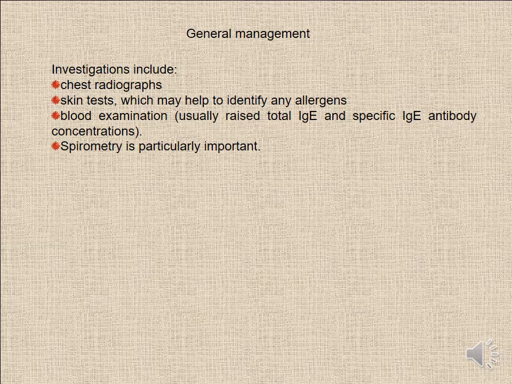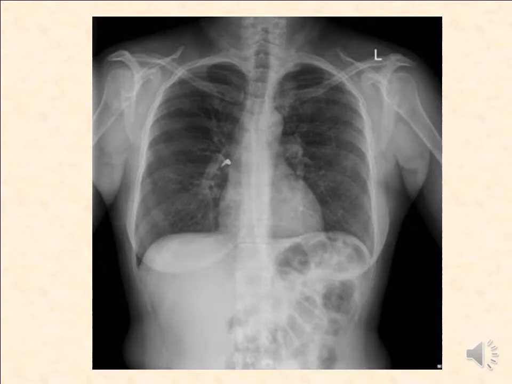Diagnosis is by doing certain investigations like chest radiography and skin test, which may help to identify an allergen mainly in children, and blood examination, which usually shows a rise in IgE and specific IgE antibody concentration. Among the laboratory investigations, spirometry is particularly important for asthmatic patients. This is the chest X-ray. It shows the distribution of radio-opacity within the lung space in an asthmatic patient.